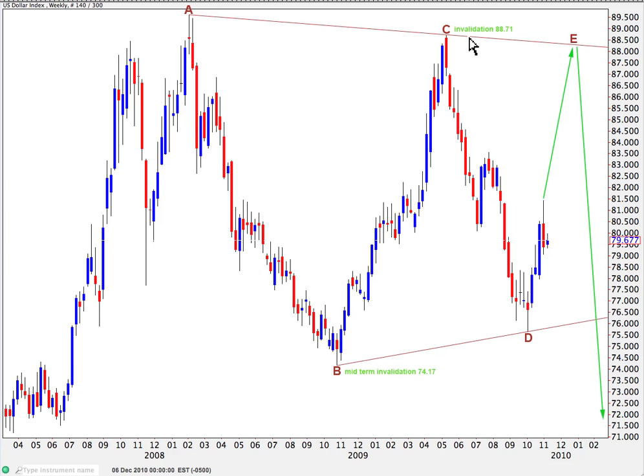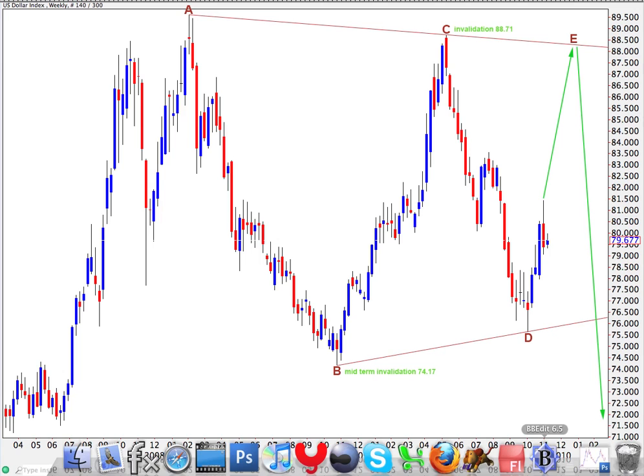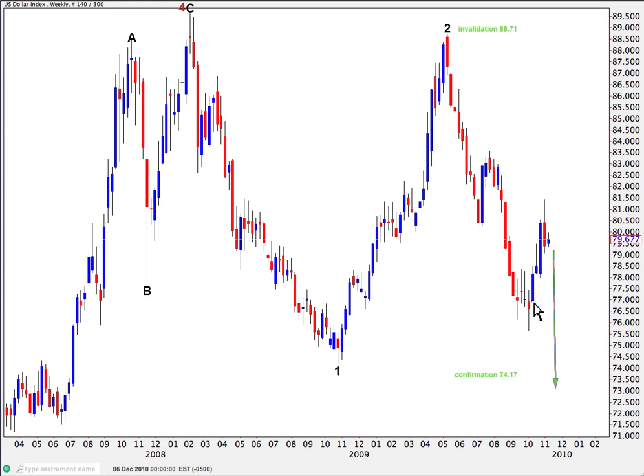This triangle is invalidated with movement above 88.71 because E cannot move beyond the C, and any further extension to the downside of D cannot move beyond the end of B, so in the short mid-term, it's also invalidated with movement below 74.17. My other possible alternate sees the dollar as within a primary degree 5th wave.